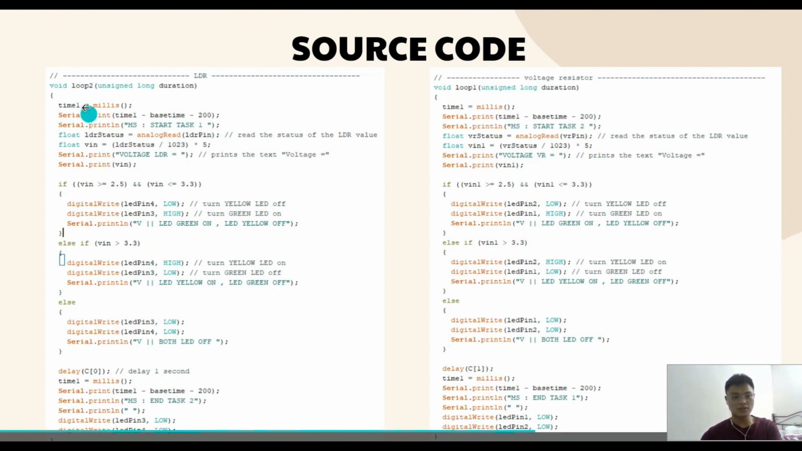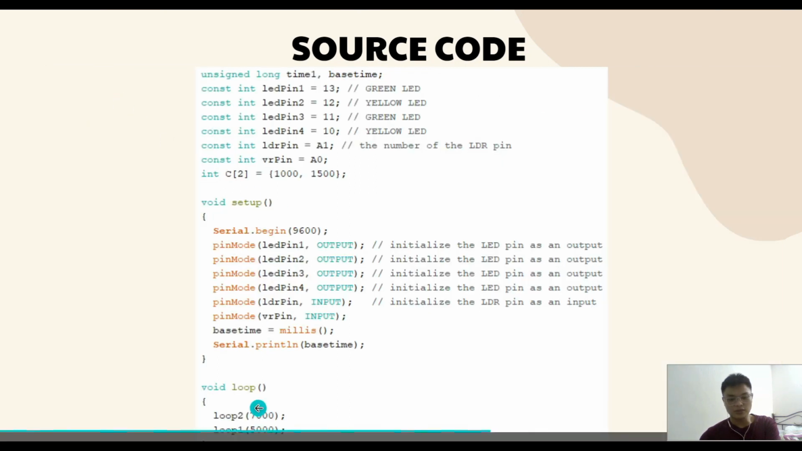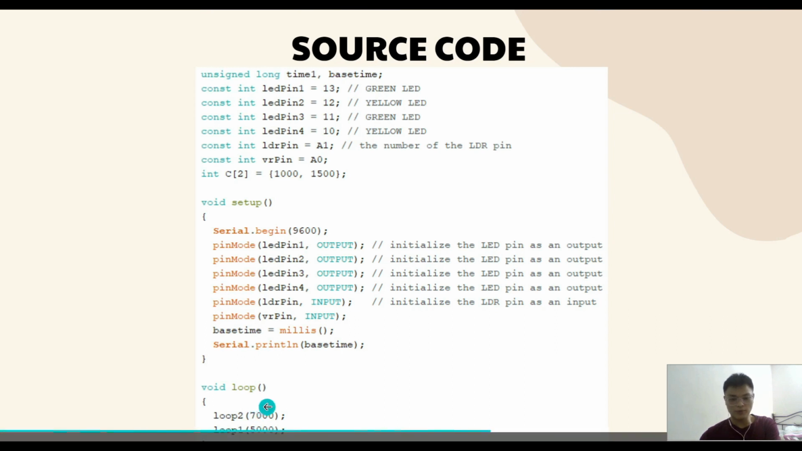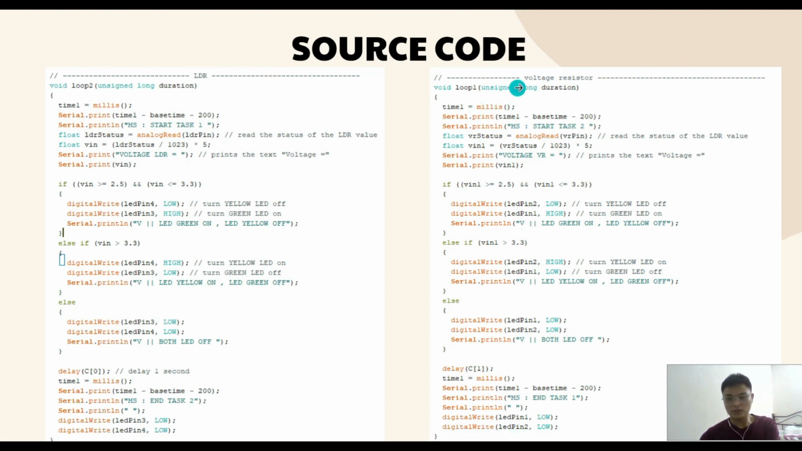So we can see here just now the loop 2 will be the task 1 execution, because here we can see the period we assign with 7 seconds, so it will be executed later, while loop 1 will be executed first. So the loop 1 is actually controlled by the potentiometer.